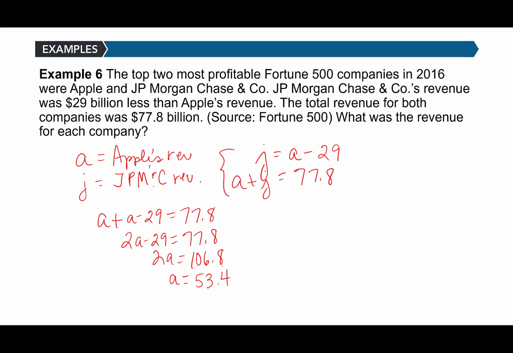Now for JP Morgan Chase, to solve for J, we know that J is A minus 29, so 53.4 minus 29, which is 24.4. So we would need to write this out to say that JP Morgan Chase's revenue was $24.4 billion. Apple's revenue was $53.4 billion.